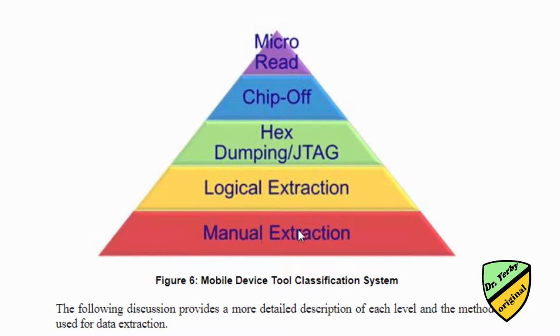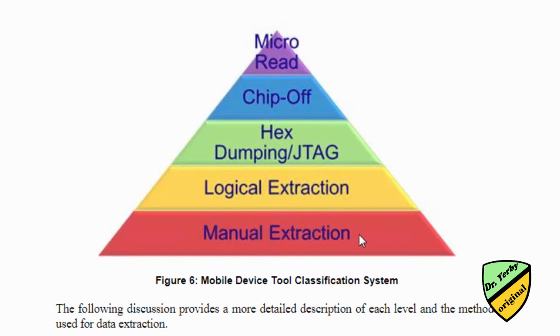So the low level is manual extraction. This would be something you would use if you're not able to connect to the phone and actually get anything off of it. You would just go through the screen and you would see just what the user sees. You're going to need to be able to get into the phone.